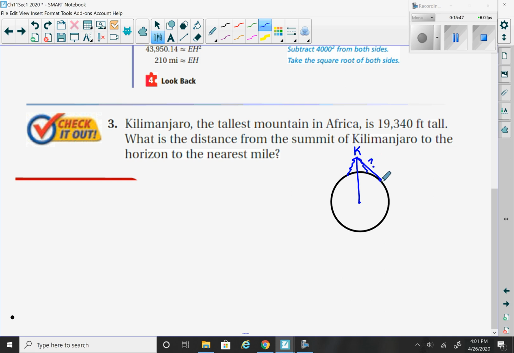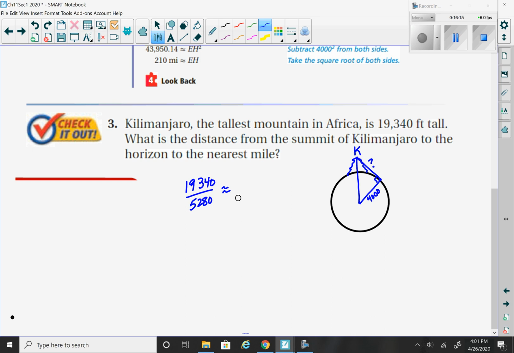And since this is our point of tangency, we know that it's perpendicular, or at a right angle, to the radius. Just like the last problem, we know that Earth has a radius of about 4,000 miles. We have to convert our mountain height. So we want to take this 19,340 and divide it by 5,280. You're going to get a decimal for sure.